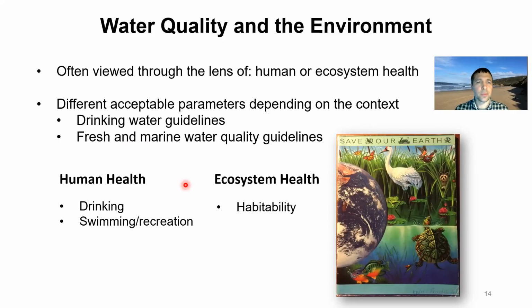But when we think about human health, it's not just drinking, but also recreational purposes, such as swimming, fishing, boating, things like that. And when it comes to ecosystem health, it's all about habitability. And the two, of course, are interlinked, right? We want healthy ecosystems in order to have a good starting point for water that may be used for human purposes.